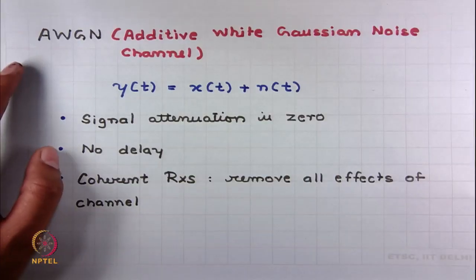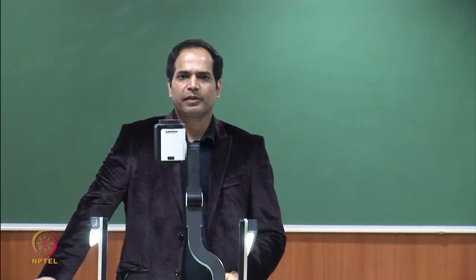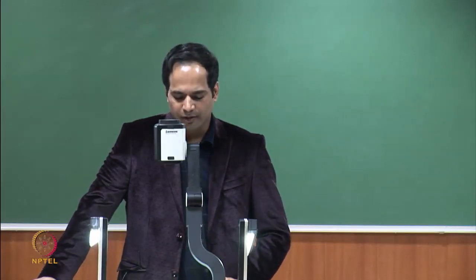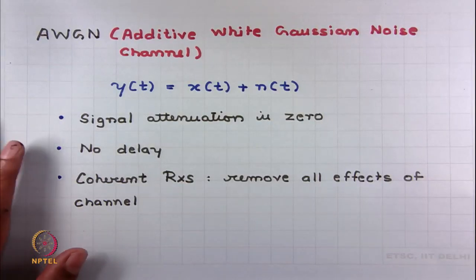To start with, we assume that we have a coherent receiver, and so all these issues of frequency offsets and phase offsets are not there. So, this is the assumption with which we would like to start with detection.